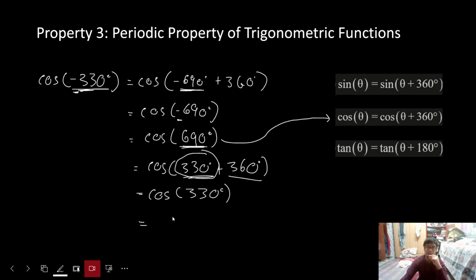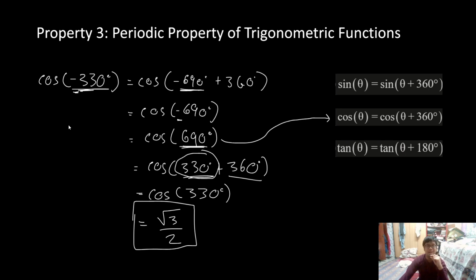So what is cosine of 330 degrees? It's actually square root of 3 all over 2. And we're done. These are the examples for the periodic property of trigonometric functions. Try the reciprocal functions like cosecant, secant, and cotangent on your own.